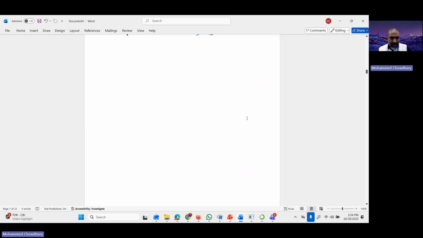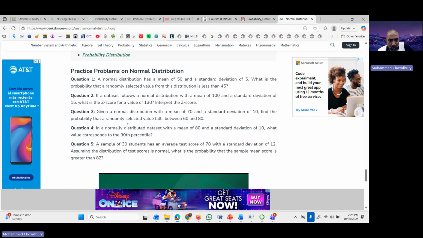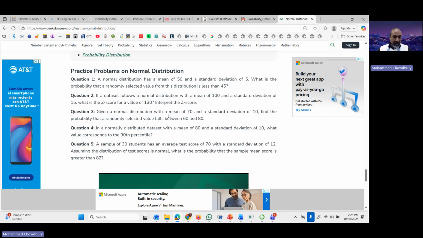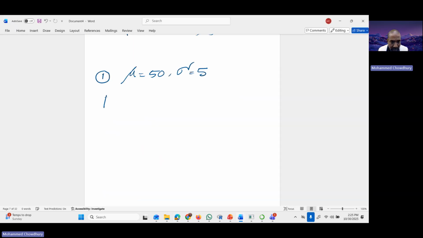So now normal distributions, the problem number 1, we are given mean equal to 50 and standard deviation sigma equal to 5. These things are given. And then you are asked to compute what is the probability that a randomly selected value from this distribution is less than 45. So they are asking you to find the randomly selected value that is less than 45. This is what they have asked you to find. In order to find this one, let us draw the figure. This is the normal distribution.